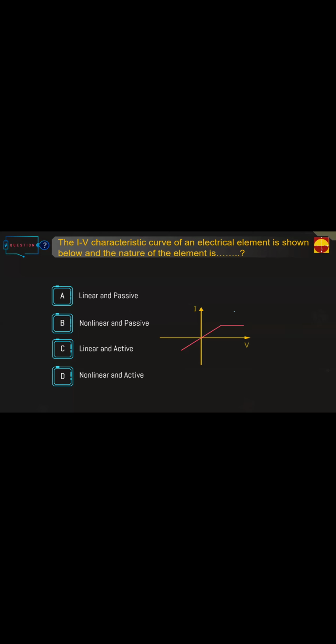Yes. To find the slope, slope is V by R greater than 0. To find the slope, minus V by minus I, that is R greater than 0. Slope is positive, then it is a passive element.